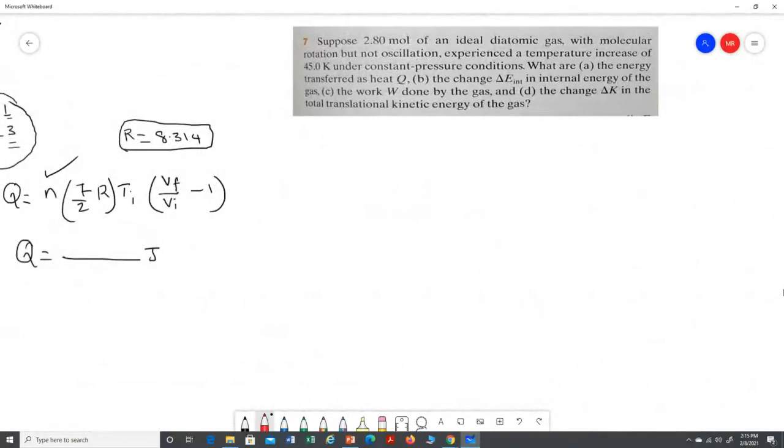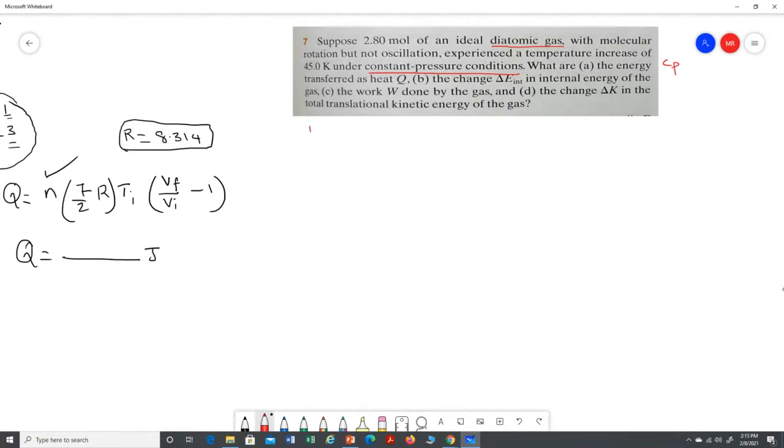So let's go for the second question. My dear, I need the answer from your side. Please read each and every word. What is given in the question? Suppose 2.8 moles of an ideal diatomic gas. What type of gas do they give? Diatomic. And what is the condition they clearly mention? Constant pressure. That means CP. Please keep this information.